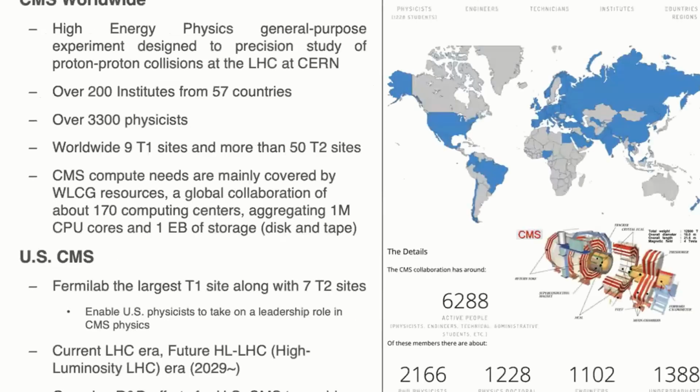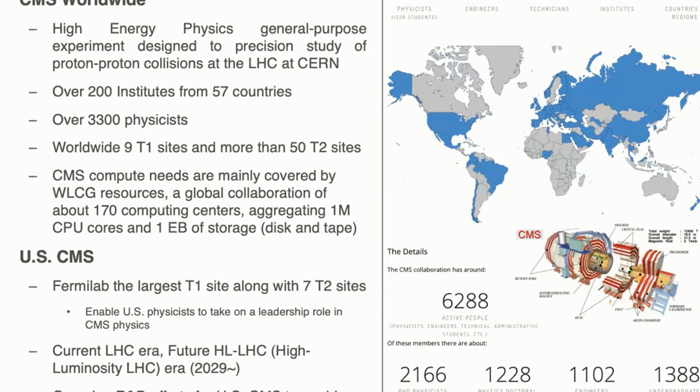As I said, most people know about the CMS experiment at CERN. It is a high energy physics, general purpose experiment designed for precision study of proton-proton collisions at CERN. More than 200 institutes in around 57 countries are participating in the CMS experiment, and from all over the world more than 3,300 physicists participate.